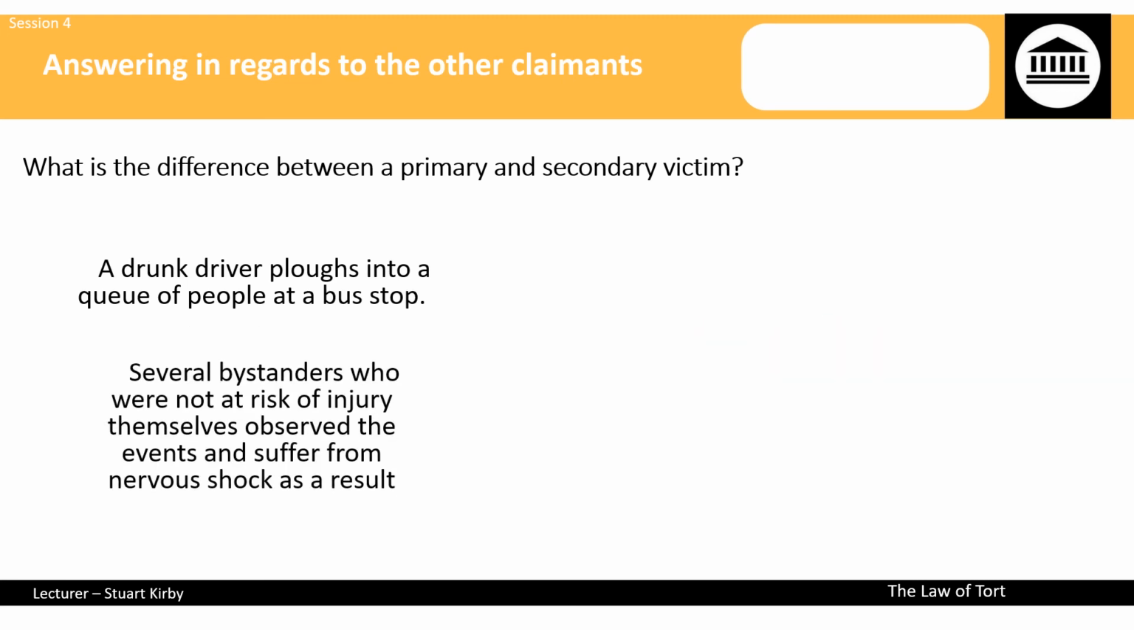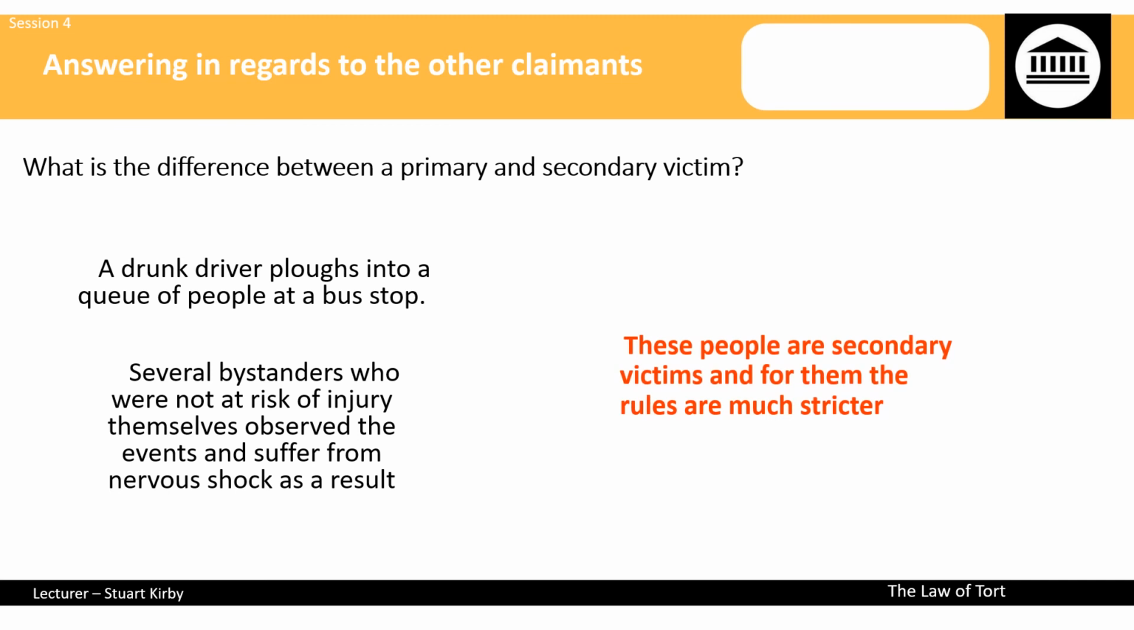And finally, you can see another scenario: several bystanders who were not at risk of injury themselves. So they're observing the event from a distance, maybe. But they can see it and they can hear it, so therefore they could suffer from nervous shock as a result. Naturally, these are known as secondary victims, and therefore under the eyes of the law, the rules are much stricter. So just to conclude here, we now understand the difference between primary and secondary victims.